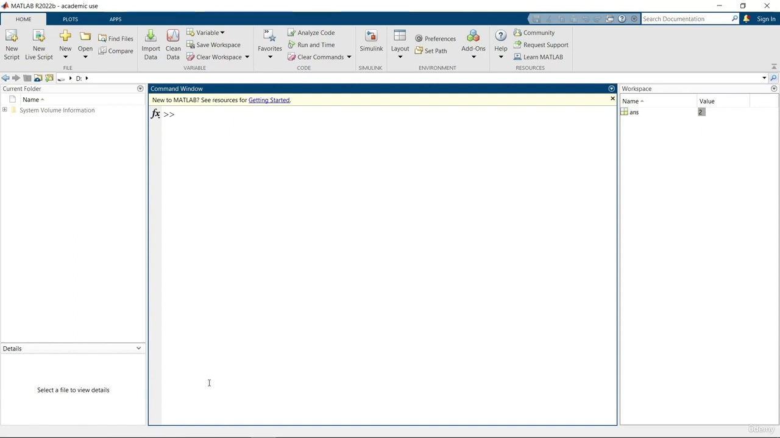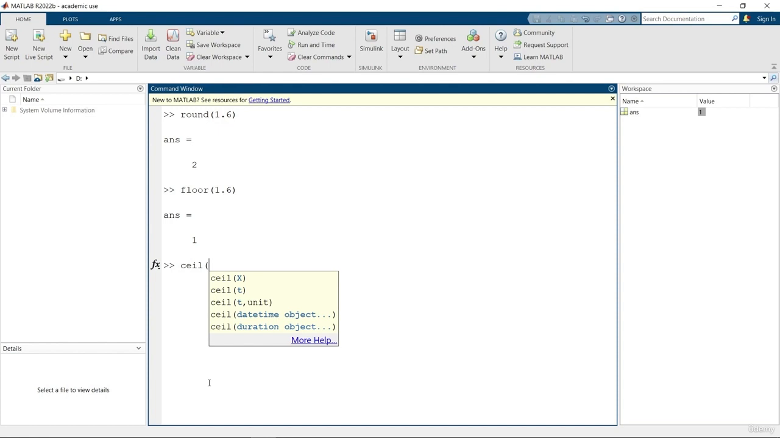MATLAB also has many operations of other types. For example, we can round a number using the round function. For example, 1.6 rounded to its nearest integer is 2. We can also use the floor function, which rounds down to the nearest integer, in this case 1. Or ceil, which rounds up to the nearest integer, in this case 2.